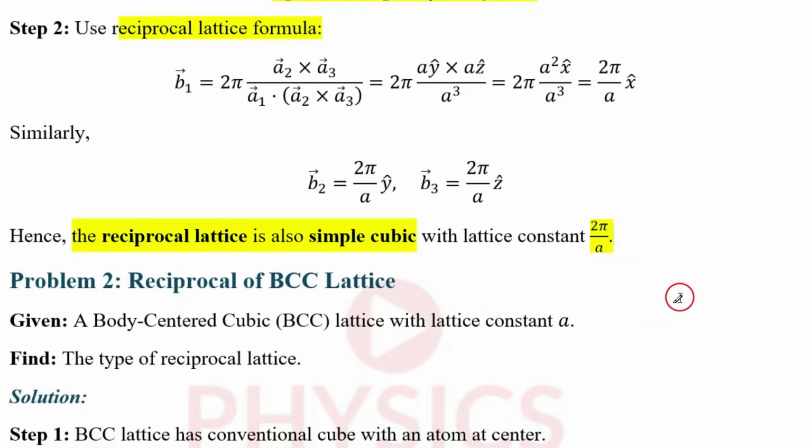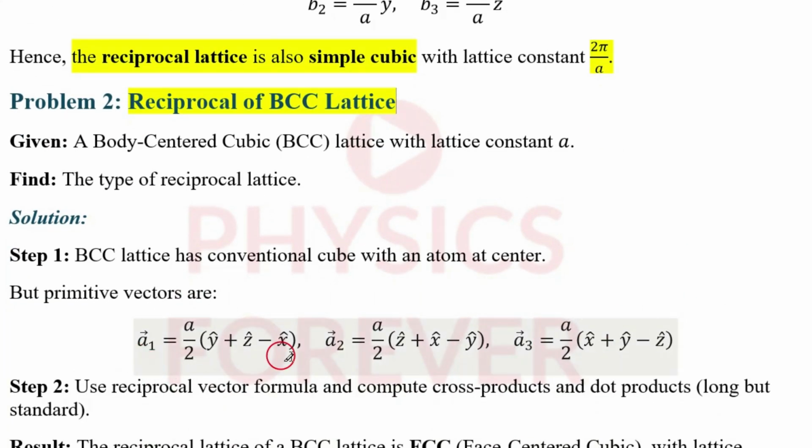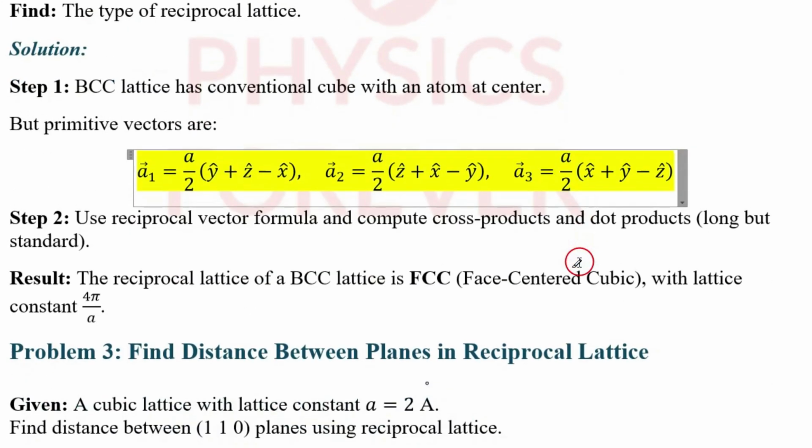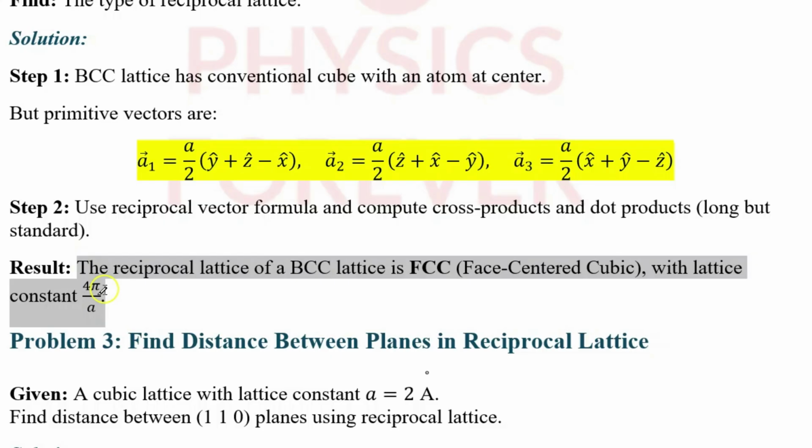Okay, so similarly for reciprocal of BCC lattice கண்டிப்பாக கொஷின் 90% இதை மாதிரி தான் வரும். ஓகே, so then A1, A2, A3 இதெல்லாம் கொடுத்துட்டாங்க. அப்போ we know the reciprocal lattice B1, B2, B3, just அதில் போட்டிங்கன்னா we have to get the BCC. Okay, அப்போ the reciprocal lattice of BCC lattice is FCC. That is important, கண்டிப்பாக கேட்பாங்க.